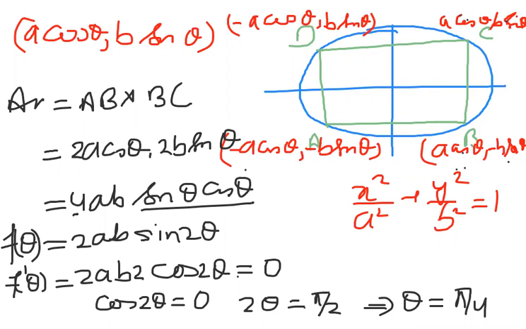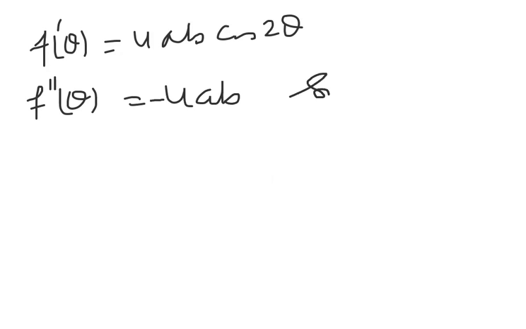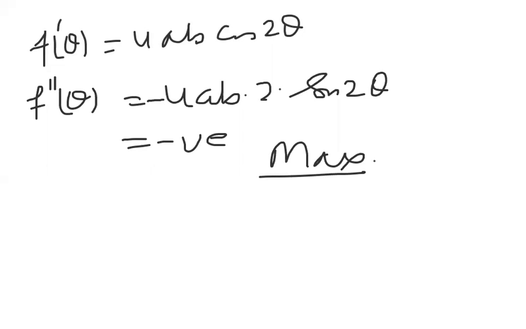Now the next thing is f double dash theta. F dash theta was 4ab cos 2 theta. F double dash theta will be 4ab, cos 2 theta will become minus sine 2 theta, and 2 theta will become 2. So it is negative. Negative indicates that area will be maximum when theta is equal to pi by 4.